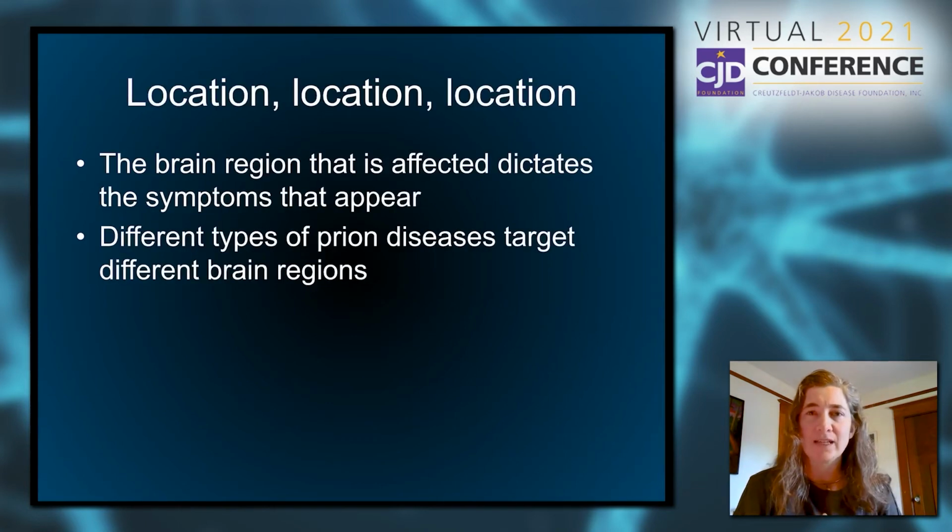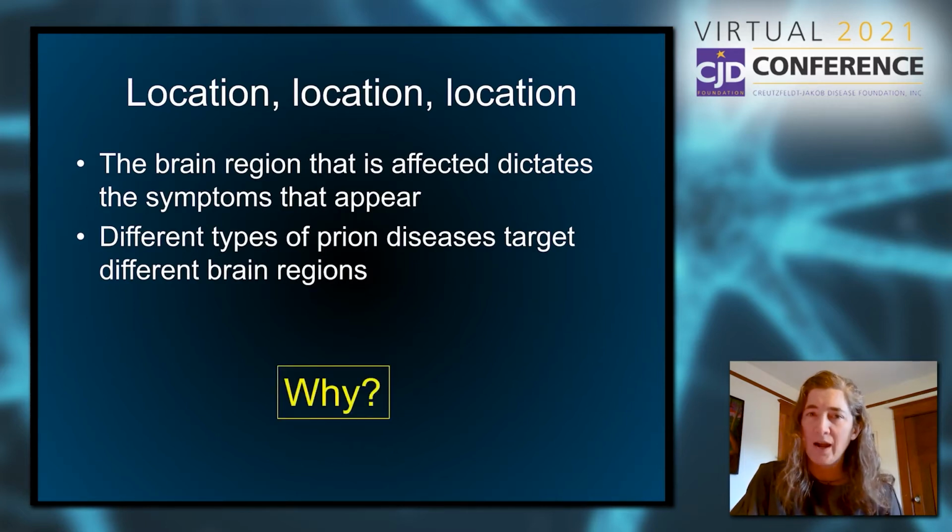In neurology, we say it's location. The brain region that is affected dictates the symptoms that appear. So if you have a stroke in your occipital lobe, you're going to have visual loss in the opposite side. And we do know that prion diseases target different brain regions. But again, why would the prion target a different brain region?